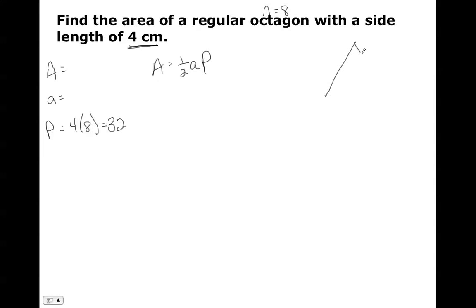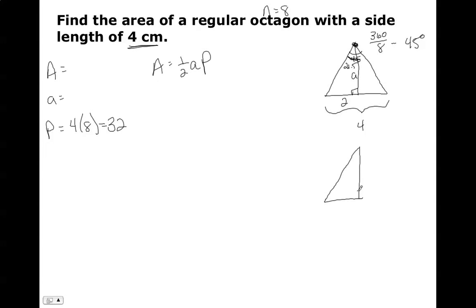Pull out one of the isosceles triangles within the octagon, and the central angle is 360 divided by 8, which does give us 45 degrees. Draw in your apothem. Remember the side length was 4, which makes this one 2. Cuts the angle in half, so 45 divided by 2 is 22.5. So if you want to draw that one right triangle, here's your apothem, here's the 2, and here's the 22.5.